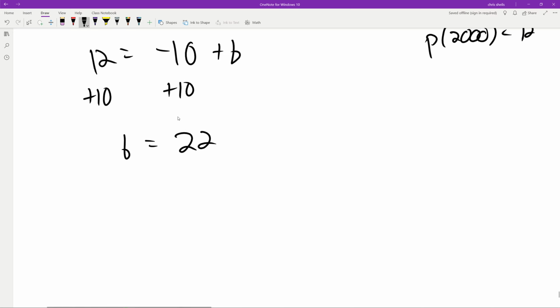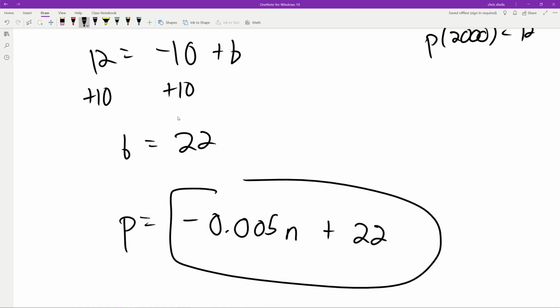So whenever I put all of this together, I get that P equals negative 0.005 times N plus 22. And that's my answer. And this is it for section 2.1.